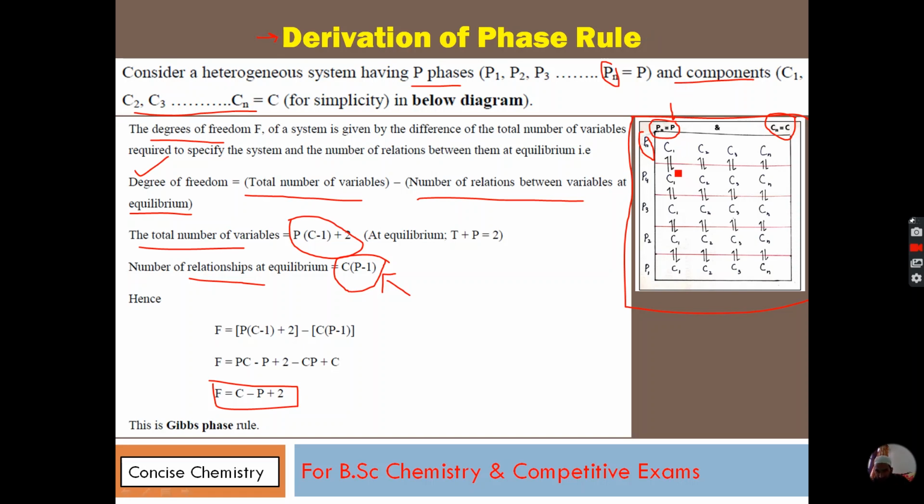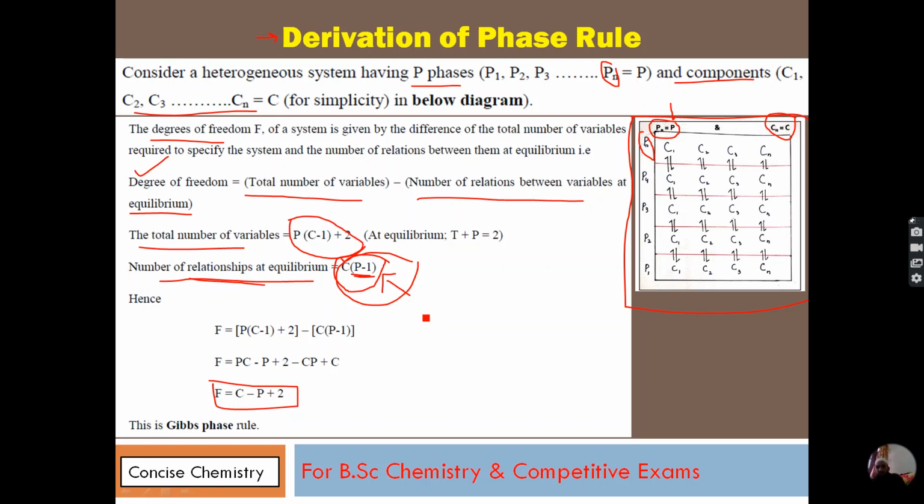ठीक है, अगर यहाँ पे P फेज हैं, so the number of equilibriums कितने होंगे? That is p minus 1. होगा ये क्लियर? नेक्स्ट, ये तो हो गया एक कंपोनेंट के लिए, तो जितने आप केमिकल कंपोनेंट्स होंगे उसको मल्टीप्लाई करेंगे. C is the total number of components. So that's your C into p minus 1. So this is the total number of relationships at equilibrium between this composition variable.